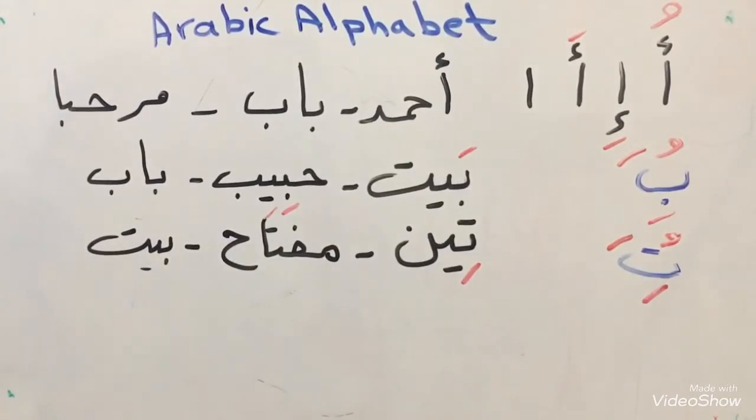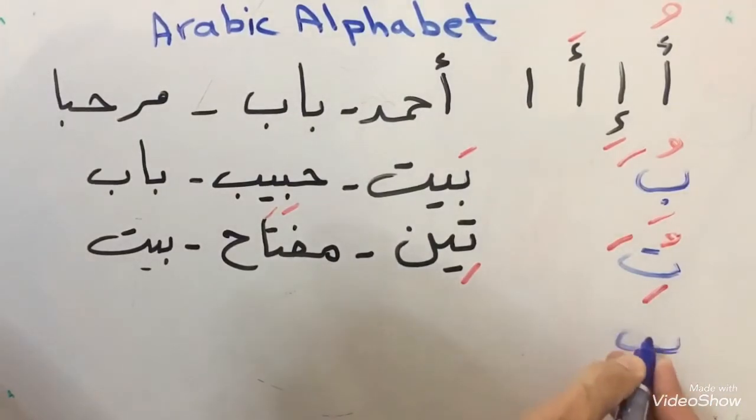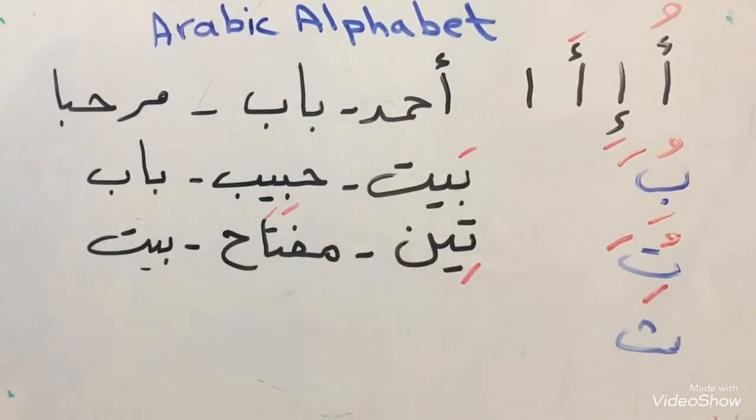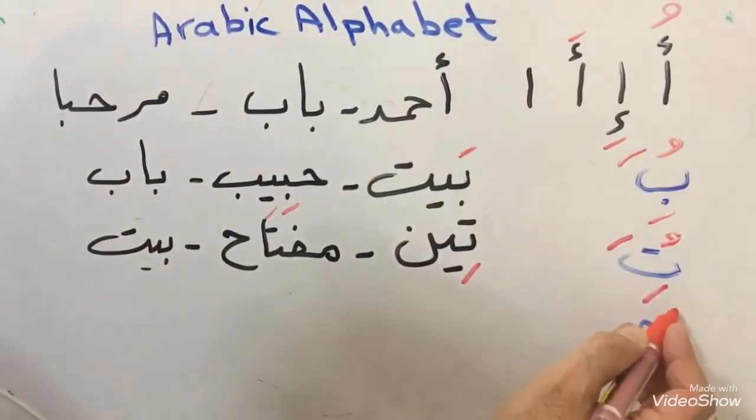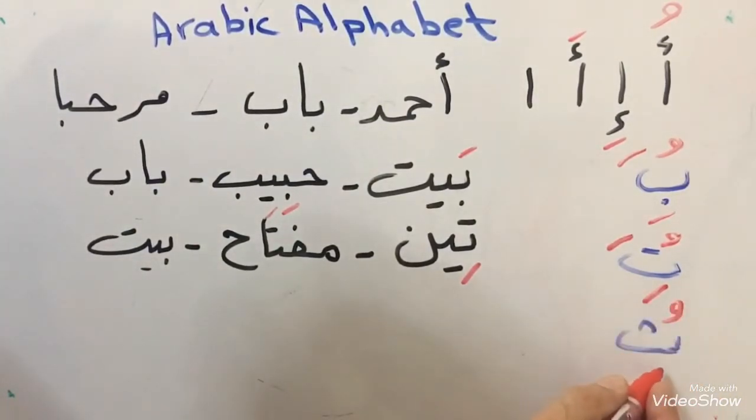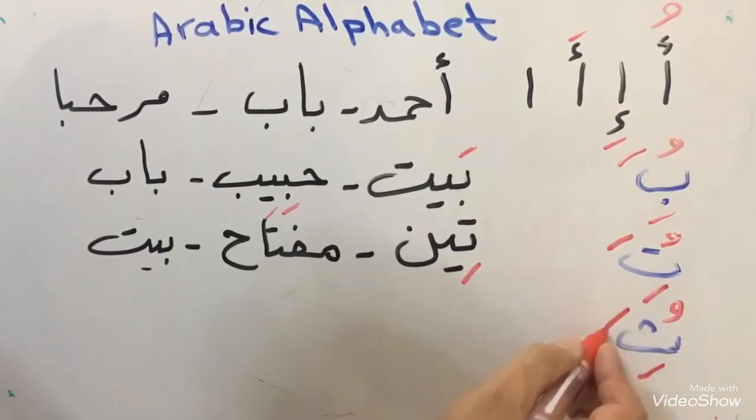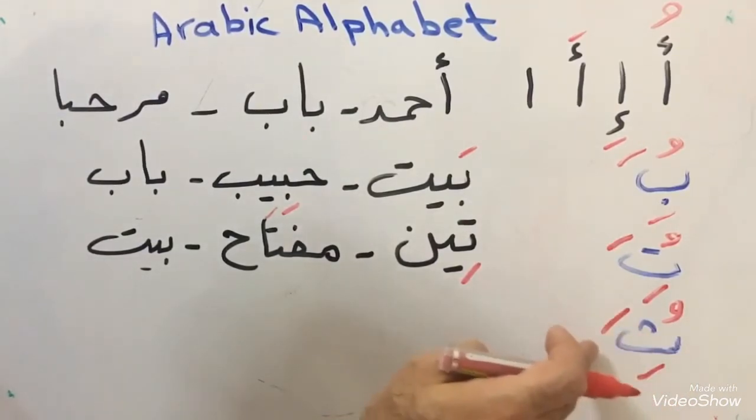This is the third letter in the Arabic alphabet, ta. The fourth letter is tha. The same way of writing. When we have dhamma, it is thu. Kasra, thi. Fatha, tha. Tha, thu, thi.